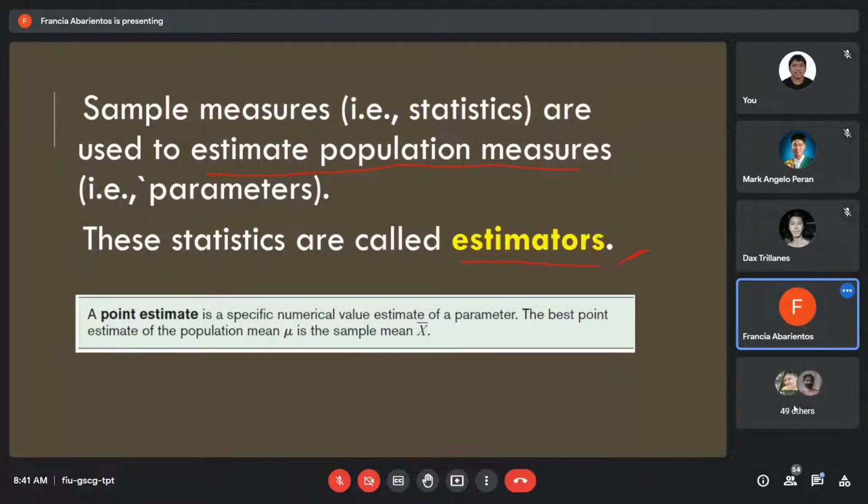Okay. Ang the best class or the best estimate of the population mean is also the sample mean. Okay, kaya yan yung kukunin natin dito. Okay? Yan. A point estimate is a specific numerical value estimate of a parameter. The best point estimate of the population mean is the sample mean. This is the population mean. This is the sample mean.